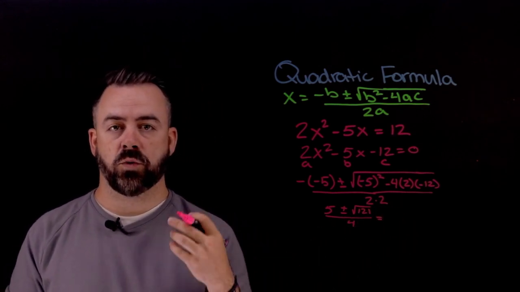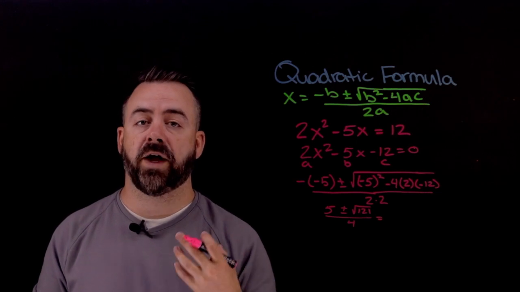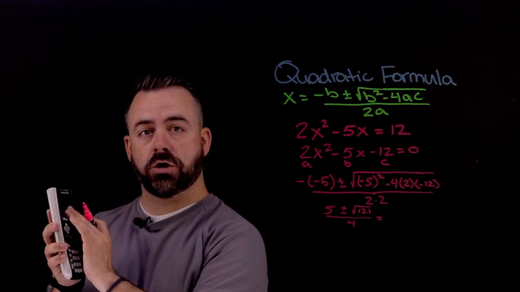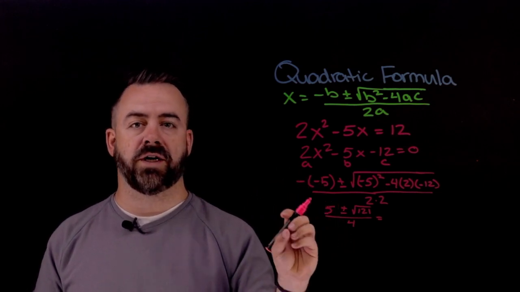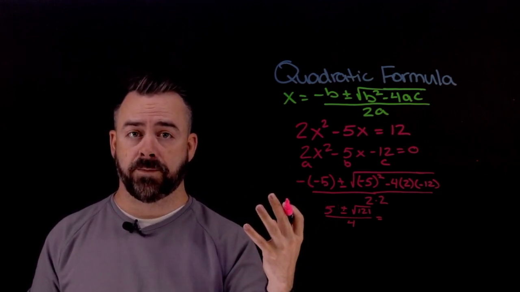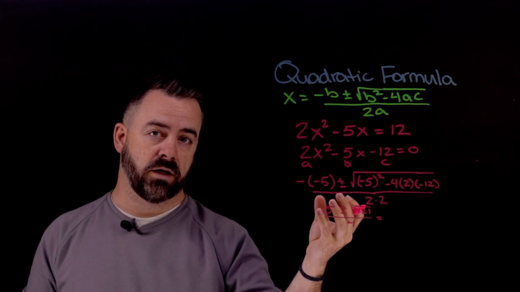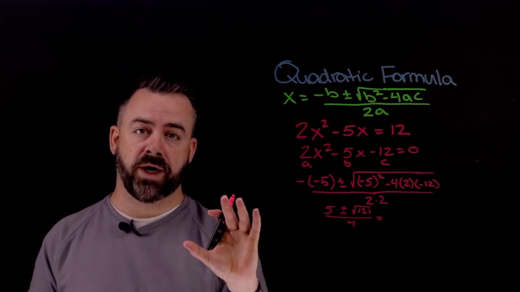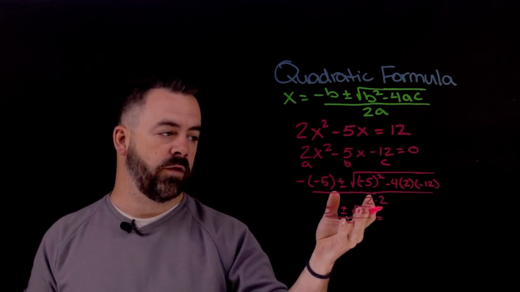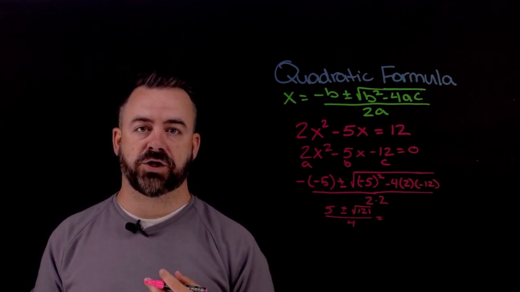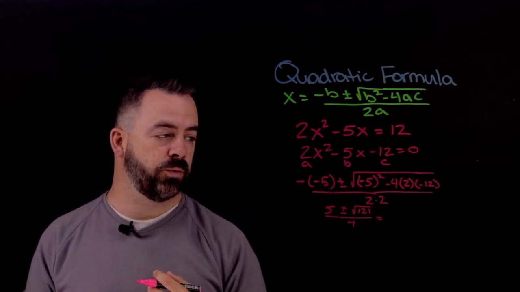Now, the square root of 121, that's a perfect square. That's going to simplify into 11. If you're unsure of that, you could always check your calculator. But I also know that 121 is a perfect square, meaning that discriminant should allow me to get 2 answers that are going to be rational, meaning they're going to simplify into nice fractions. Now let's see if that's true.